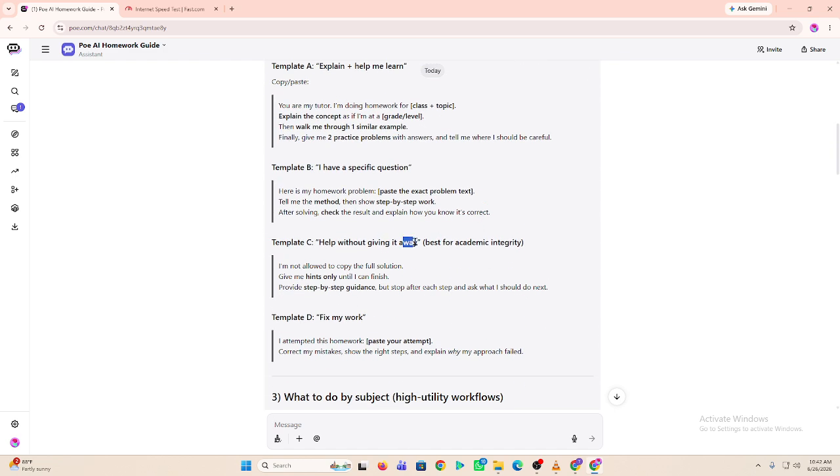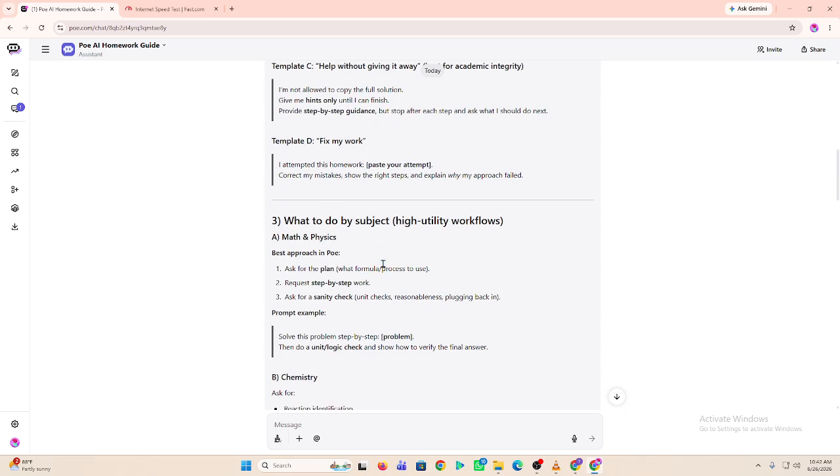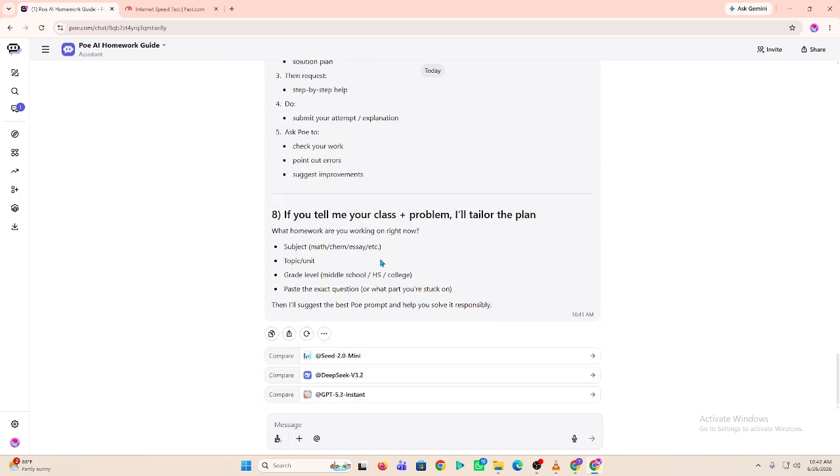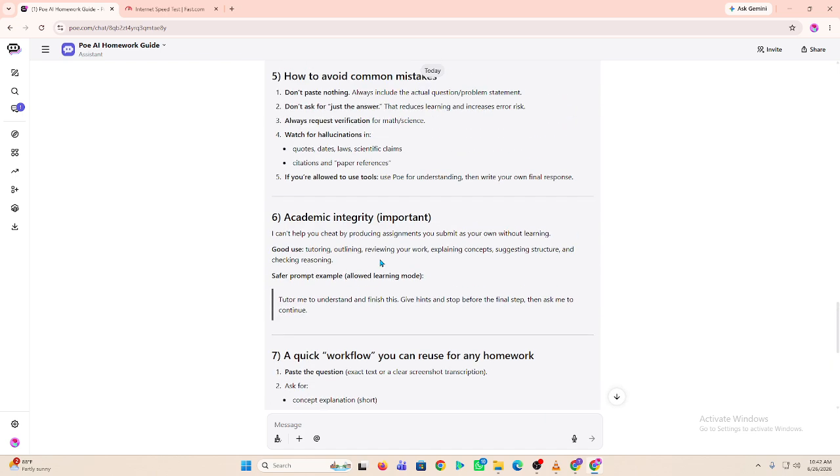If something feels too complicated, just ask the AI to simplify it. You can say explain like I'm a beginner or use simple language. You can keep asking follow-up questions until you fully understand the topic. This helps you learn instead of just copying answers.